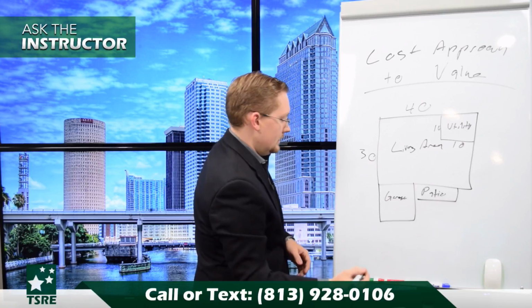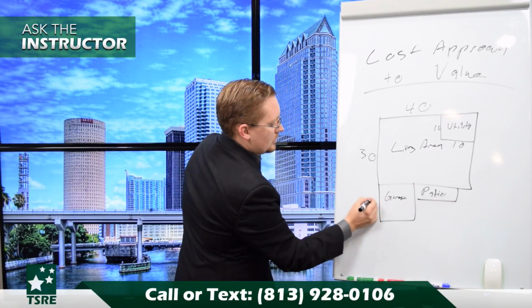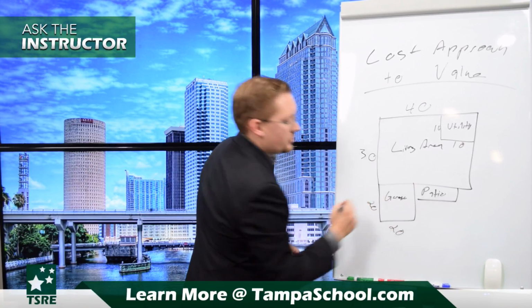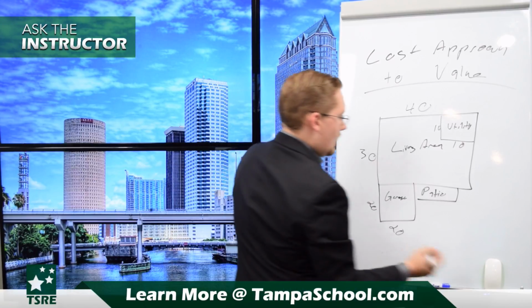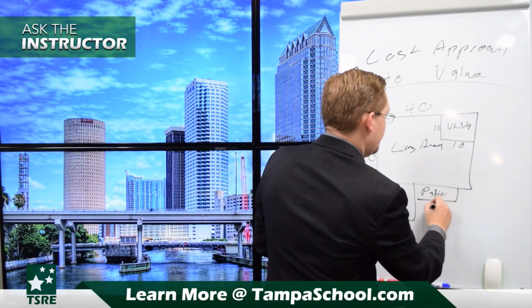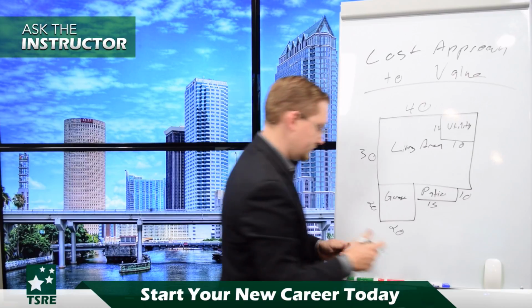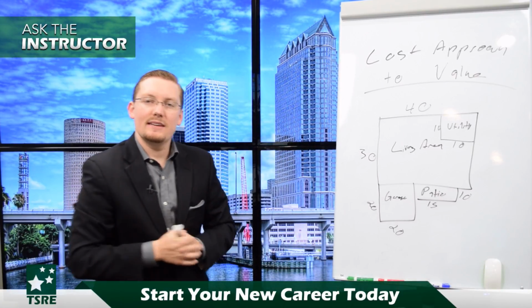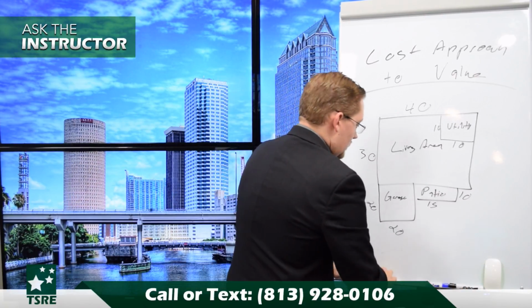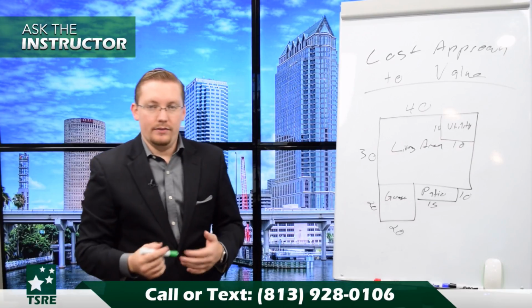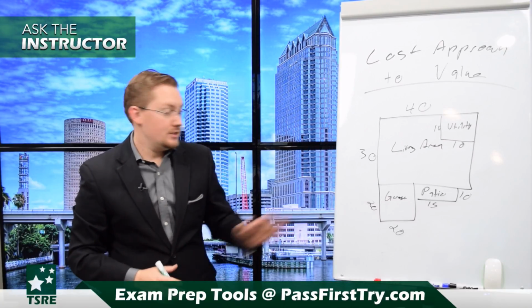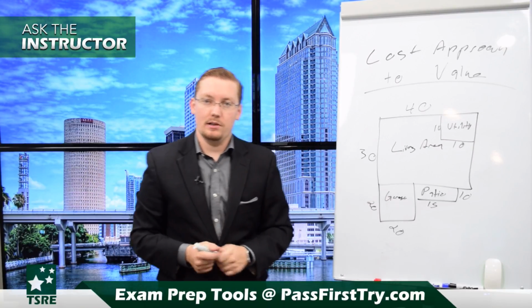We've got our garage here. Let's say the garage is about 20 feet by 20 feet. Nice square garage. And then let's say our patio is about 15 feet by 10 feet. So we've got all these different areas here. We've got the measurements of all of them, and if you're doing the cost approach to value, this is what you need to do. You need the measurements of each part of the property.